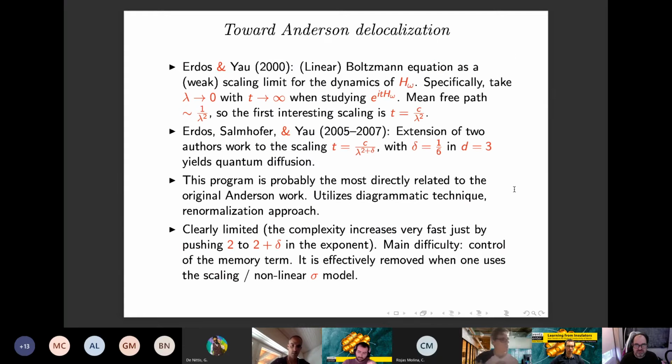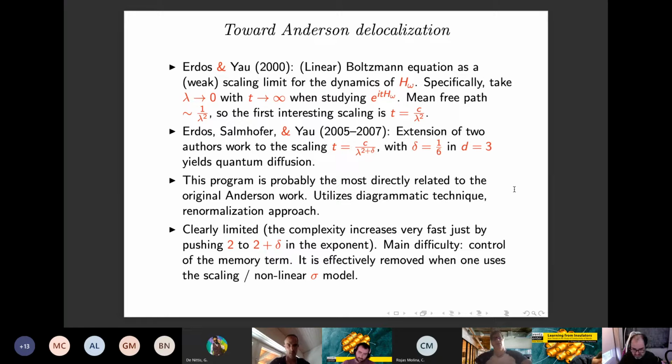Now, again very briefly, what can we say about delocalization? Not much. The result that is, at least from a formal point of view, close to what Anderson probably envisioned goes back to Erdős and Yau, with an extension in a three-author paper where they added Salmhofer. It's a weak scaling limit for the dynamics of H omega.